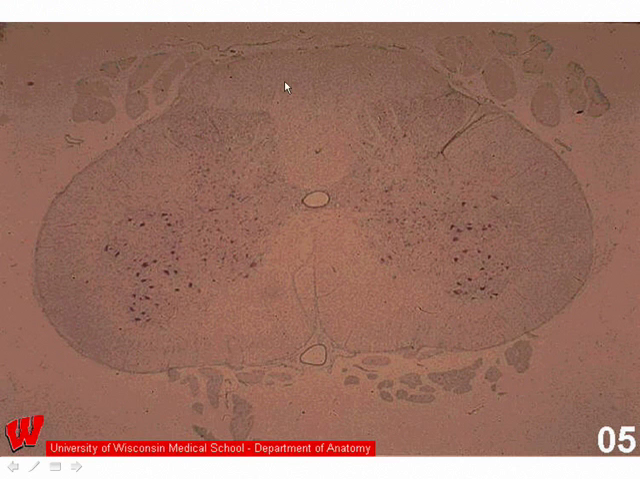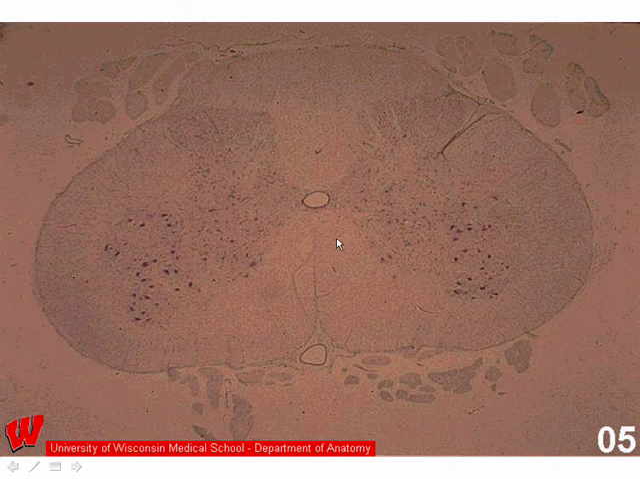Just to orient you, up here we have the dorsal portion of the spinal cord, and over here we have nerve rootlets for the sensory nerves that are coming into the dorsal portion of the spinal cord, and we'll look at dorsal root ganglia in a few slides. Here we have the ventral spinal cord. This is where the motor nerves are found.